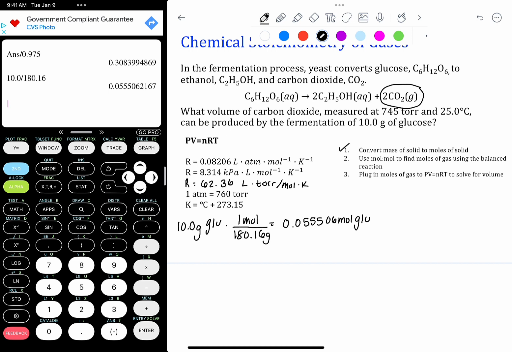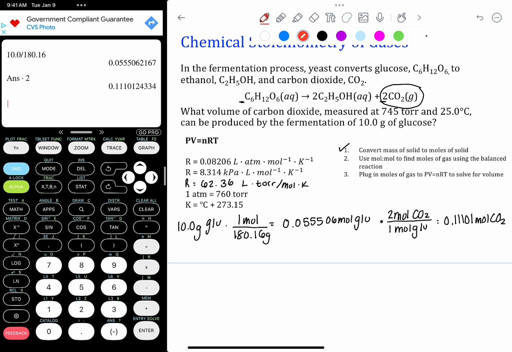Step 2, we want to use our mole to mole ratio to find the moles of the gas. So for every 1 mole of glucose that I put in, I get out 2 moles of carbon dioxide. So we'll take 1 mole of glucose on the bottom so that glucose cancels, and 2 moles of carbon dioxide on top so that we're left with moles of carbon dioxide. So we'll multiply that by 2. And we get out 0.11101 moles of CO2.